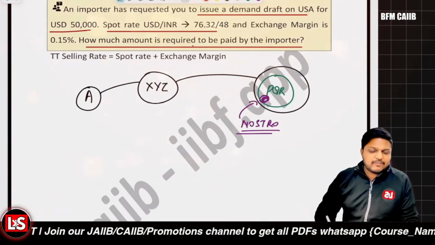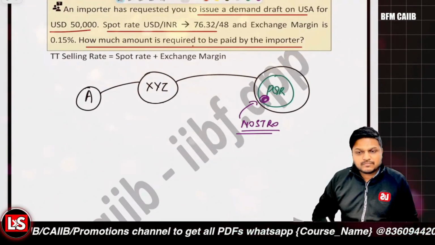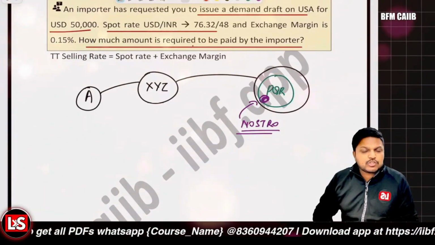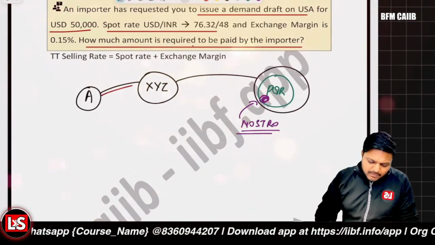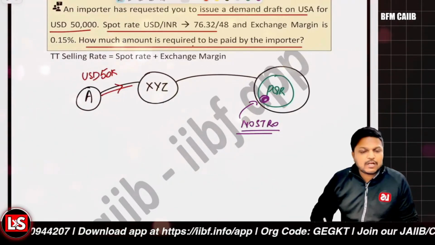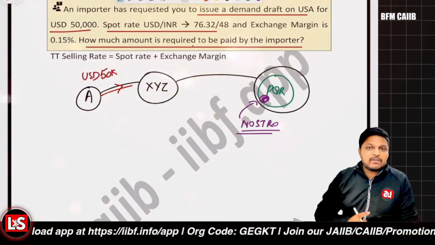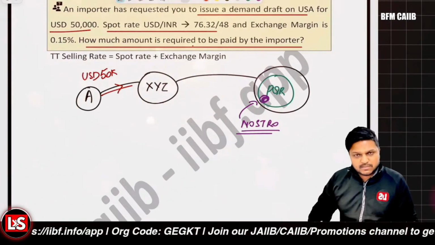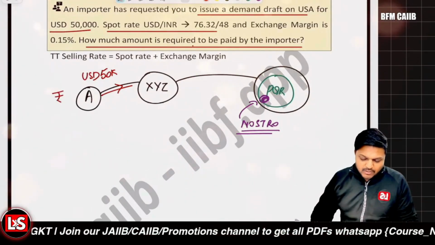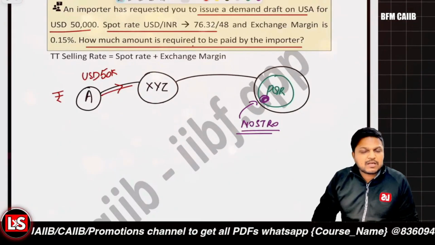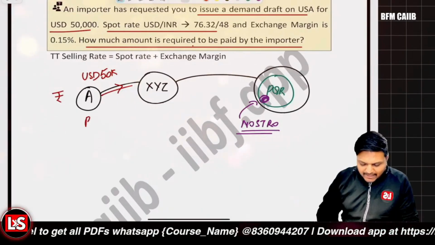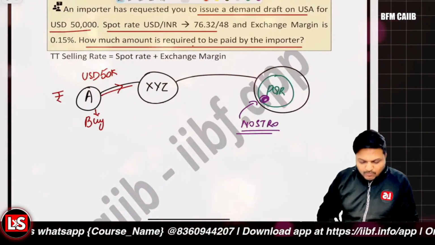But if you look at the very basics of this question, person A wants to remit 50,000 USD. 50,000 USD are to be remitted, only possible if person A is having in possession 50,000 USD, right? And person A is having the money in INR, because we want to say what amount is required to be paid by the customer. So person A is having INR and person A wants to buy USD.